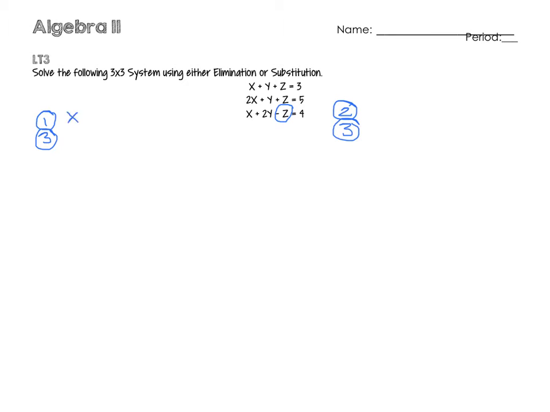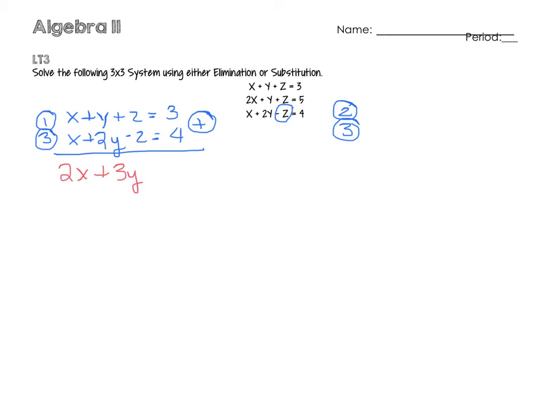All right, so equation 1 is just x plus y plus z equals 3. And equation 3 is x plus 2y minus z equals 4. Okay? I'm going to add these two equations together. X plus x is 2x. Y plus 2y is 3y. Z plus negative z is 0, and 3 plus 4 is 7.